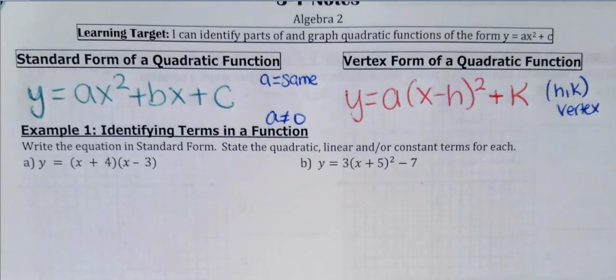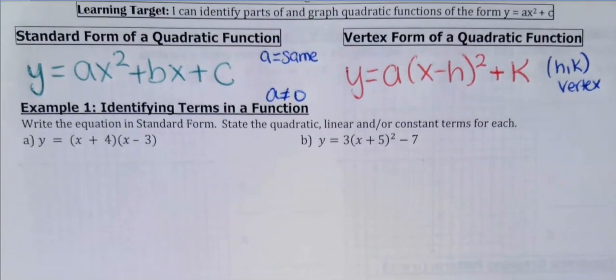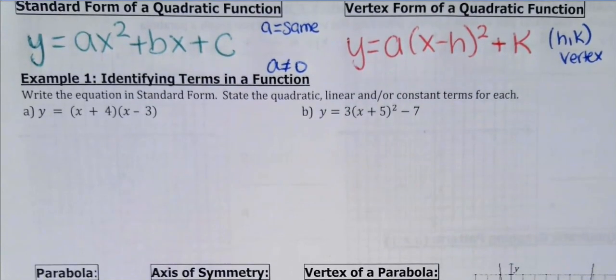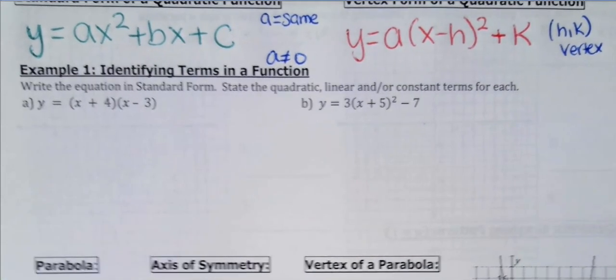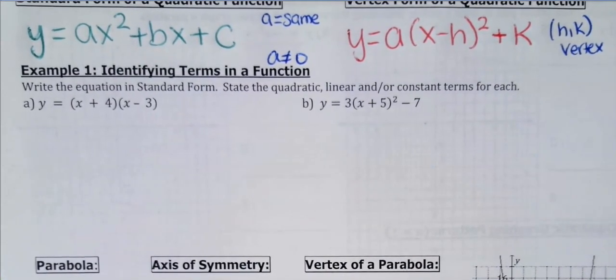All right, now what we're going to start out with is really the only algebra we're going to do today. We are going to put both of these equations that we've got in example 1 into standard form. All we're going to need to do that is basically get rid of the parentheses in both of these formats. And then I'm going to have you identify what we call the quadratic term, the linear term, and the constant term. So if I was trying to get rid of these parentheses in this first example, I've got y equals x plus 4 times x minus 3. What would you do to multiply that out to get rid of the parentheses?